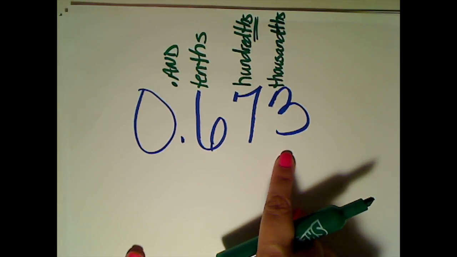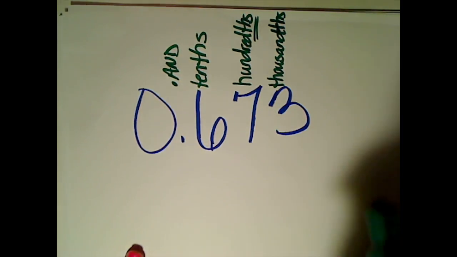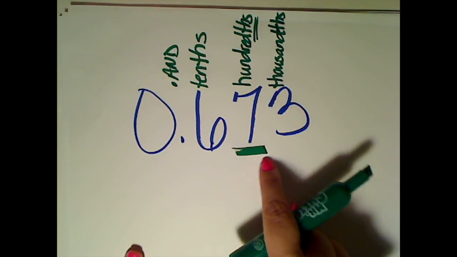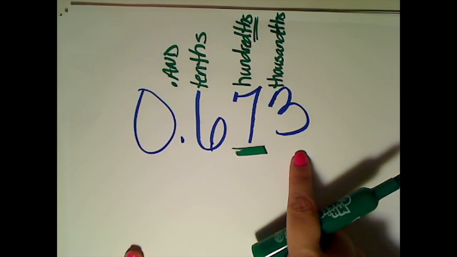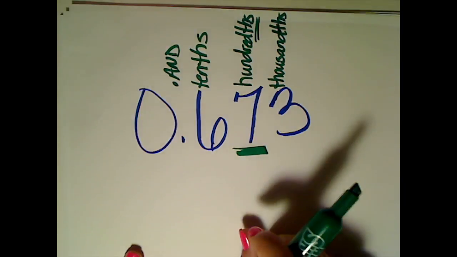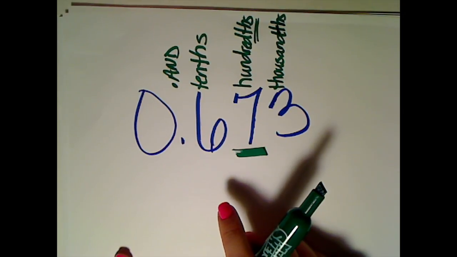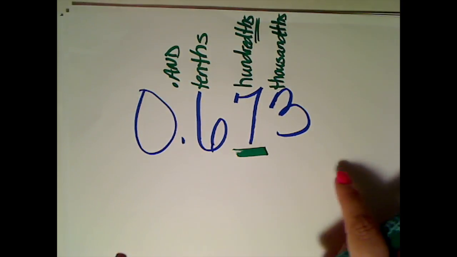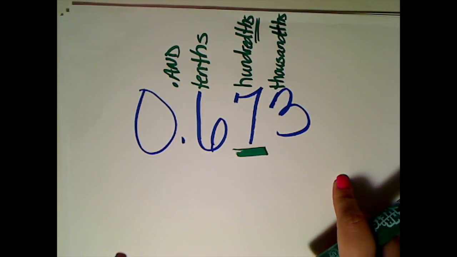I'm going to underline the 7. And if you labeled as you were supposed to, you would know immediately that this is the hundredths place. So then my question to you is, round to the nearest hundredths.